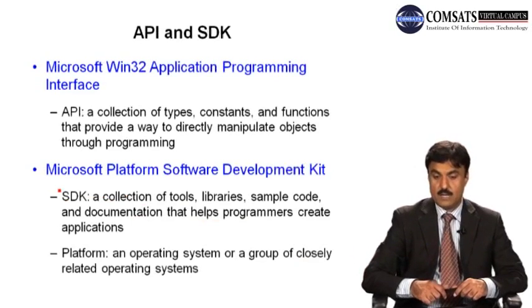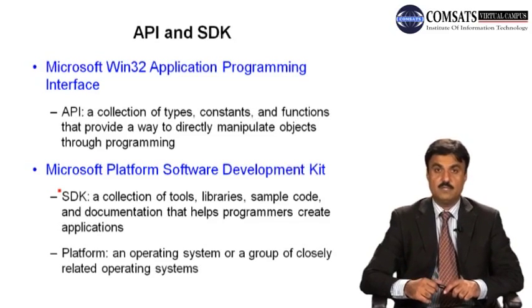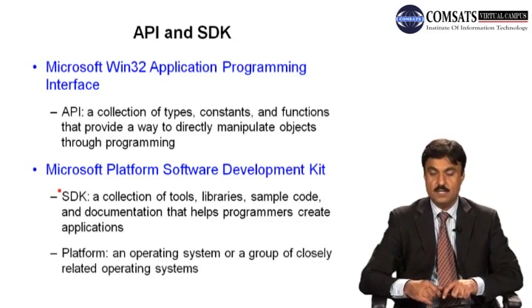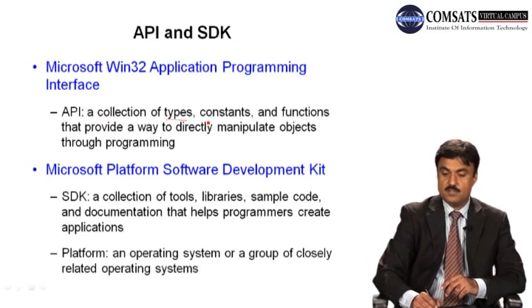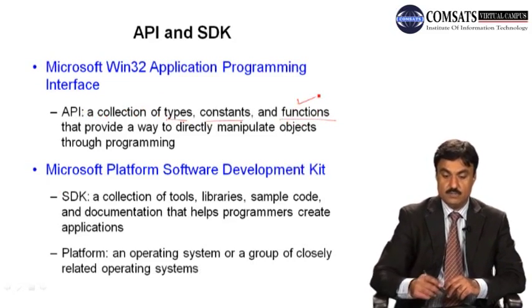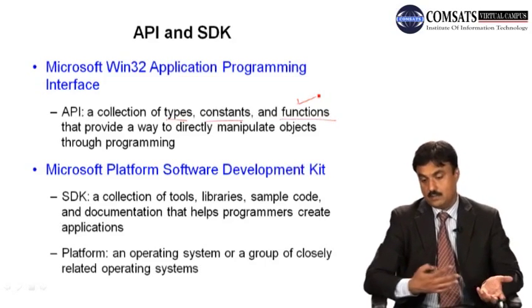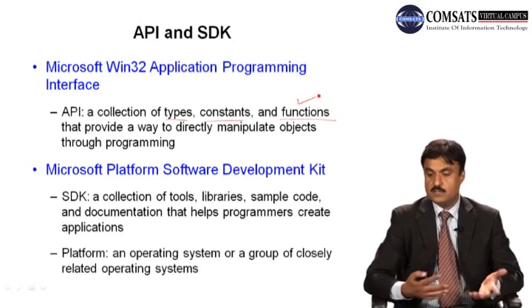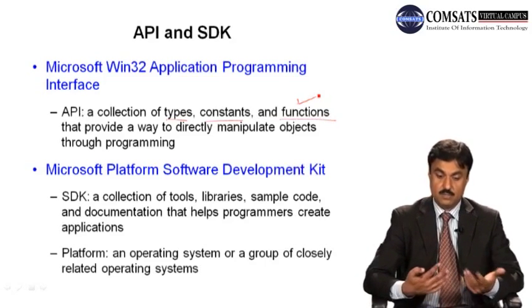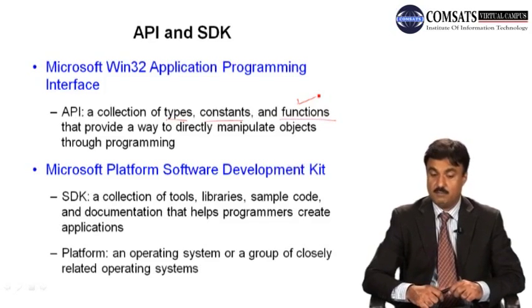There are two concepts. One is called the API and the second is called the SDK. So what is an API? Here we will use the Windows 32 console functions. They are defined in the Win32 API, the Microsoft application programming interface. An API is nothing but a collection of types, constants, and functions. As I told you, we will use these functions, and these functions have their data types and use the constants and types, and everything is defined inside the API.